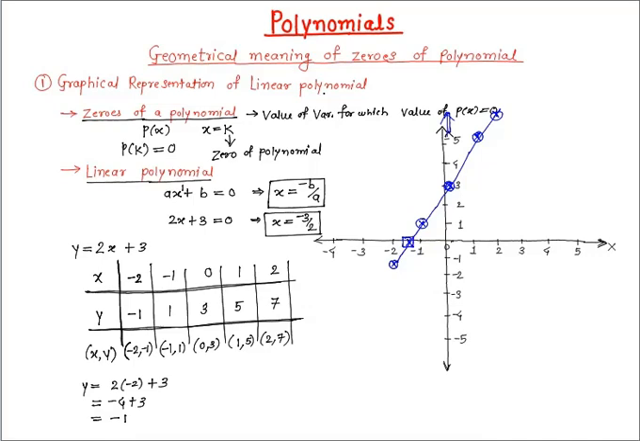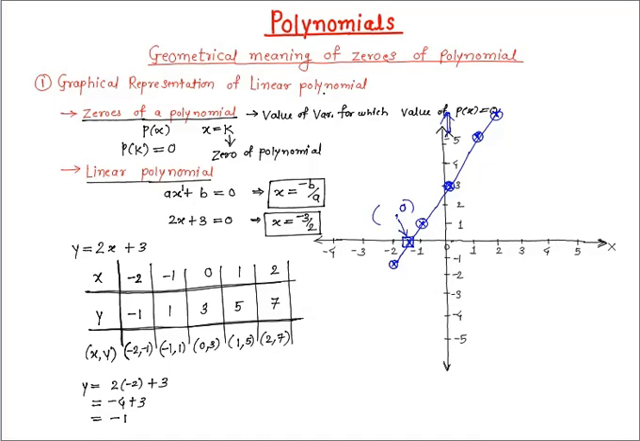What is the zero of this polynomial? The x-coordinate of a point where the graph is cutting the x-axis. So this point we are considering. And what are the x-coordinate and y-coordinate of this point? The y-coordinate will obviously be 0, as this is lying on the x-axis.